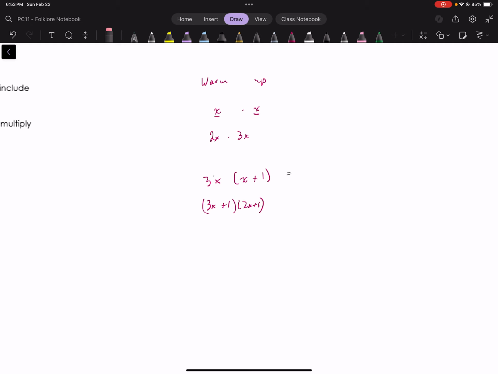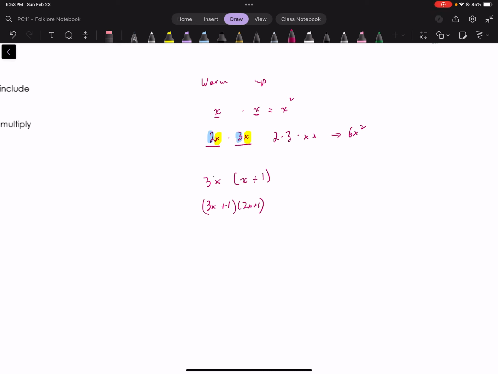So if I just take my warm-up, x times x, what we notice is the variables x times x, we're just going to simply denote the answer as x squared. Now, 2x times 3x. What happens here is we're going to multiply the coefficients, and then we're going to multiply the variables. Very similar to radicals. So we would say 2 times 3 times x squared, or more simply, 6x squared. So keep in mind that that's a monomial and that's a monomial.